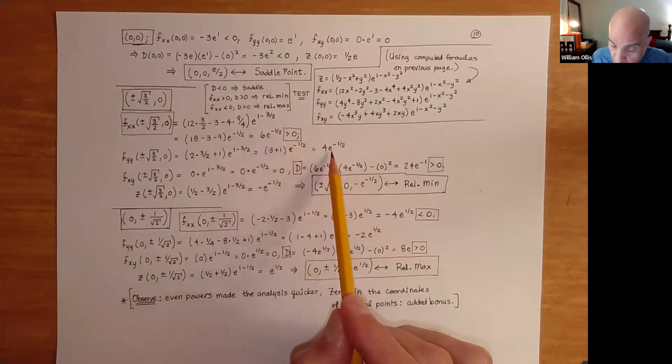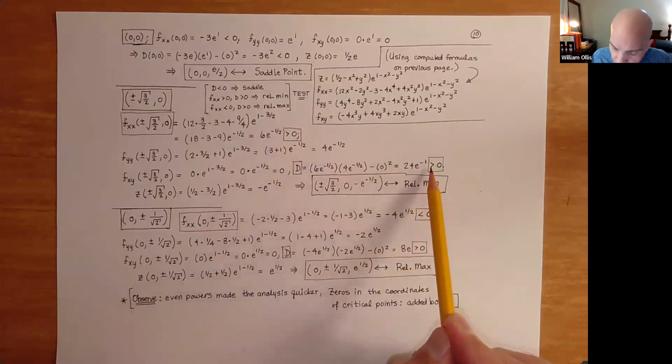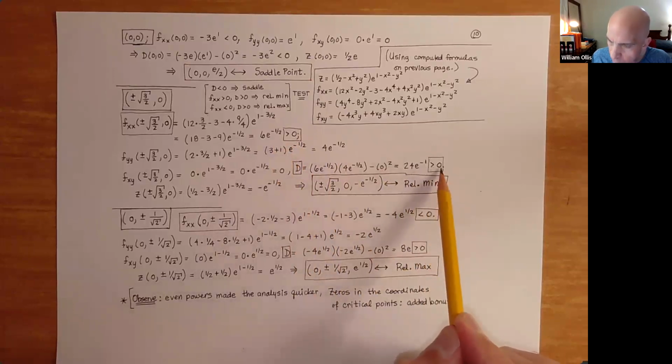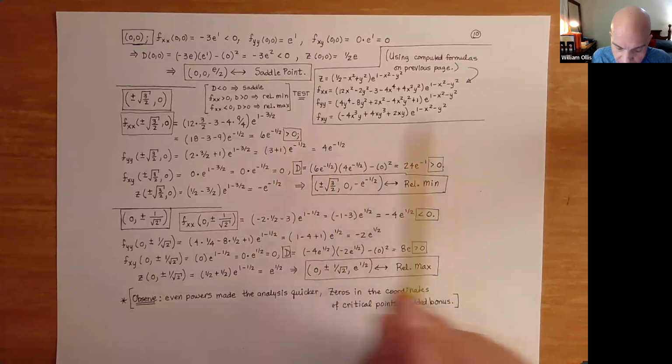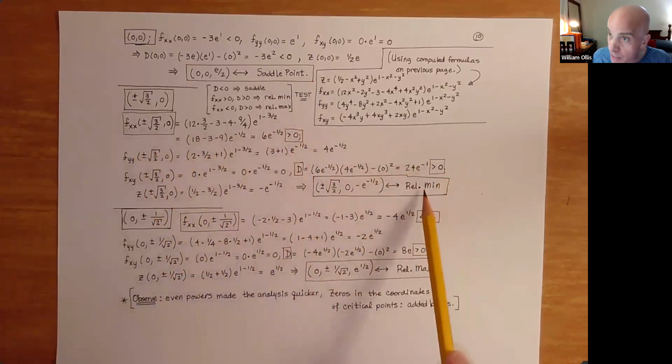So now when we take the product of the second order partial relative to x and the second order partial relative to y, we get a 24e to the -1. So now that's a positive number. Comparing this to the second order x partial, which is positive, this will give us a relative min.